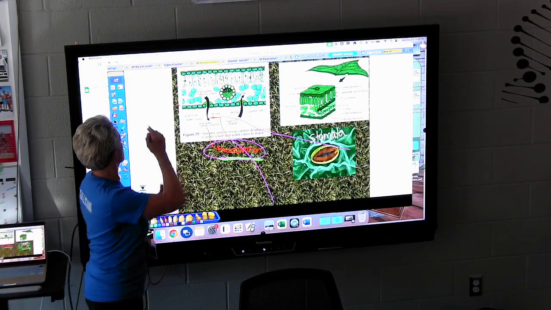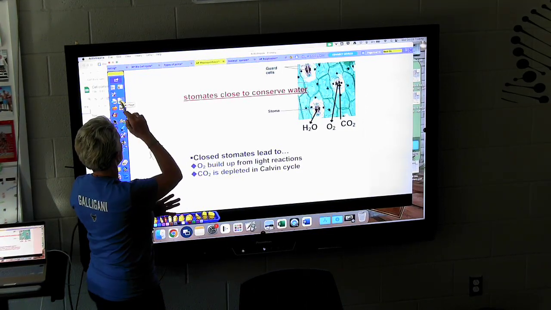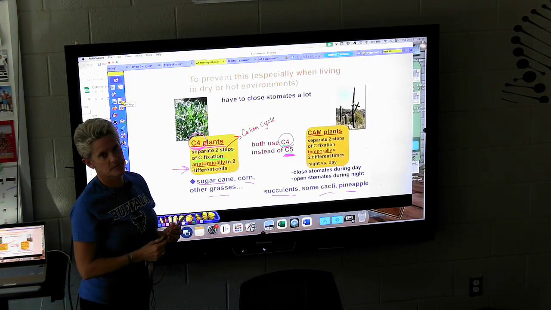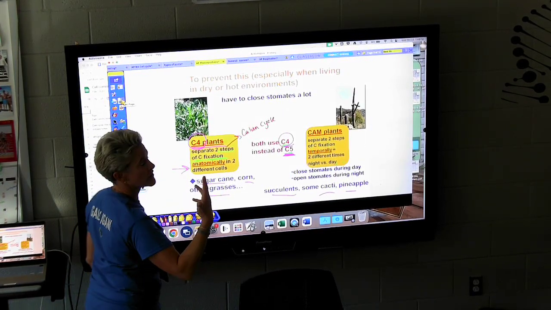Okay, and then they can do that at different times of the day and in different types of cells. Okay, so that's other ways to undergo photosynthesis.